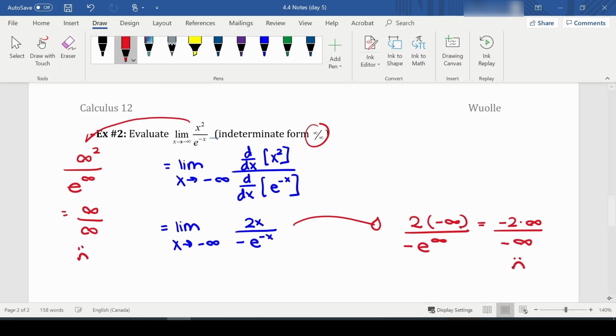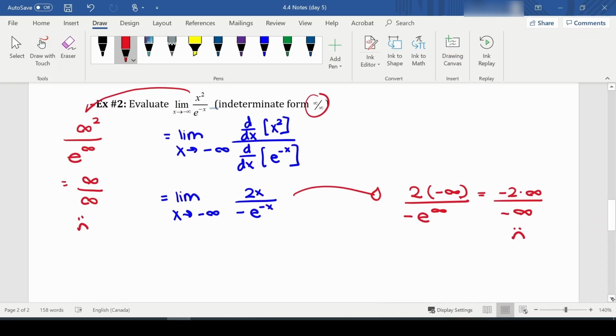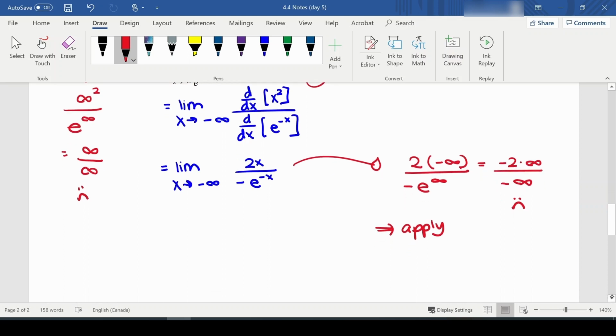And again, I'm stuck. I'm back to my indeterminate form again, which means I'm going to apply L'Hopital's rule again. You can apply it as many times as you need to until you can direct substitute in. Now, there were a couple special limits I showed you in chapter 2 that I said, later this year, we'll learn how to do these without needing to memorize these. L'Hopital's rule is what shows that those are true, okay? So I'm gonna apply L'Hopital's rule again.